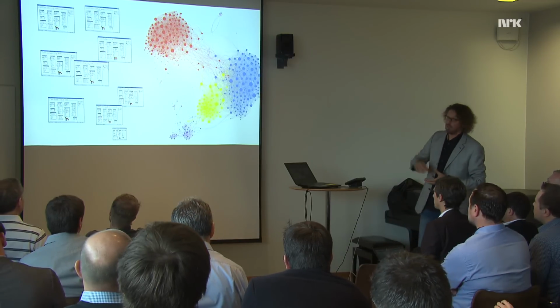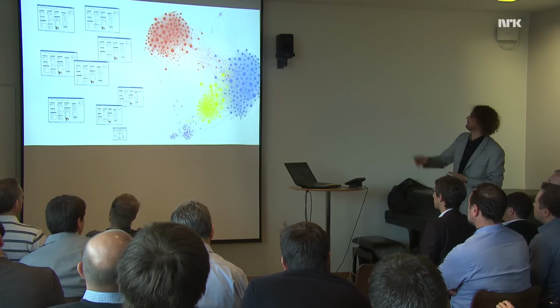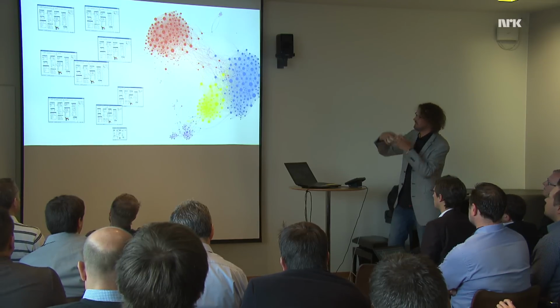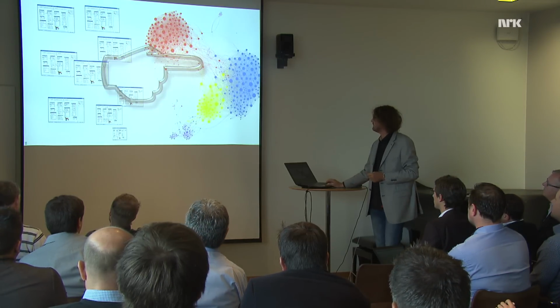So the yellow one can be your system, the blue one can be NRK here in Marienlyst for television, the red one can be something on the internet. That's what we want to do, so we can pick the stuff that we need for our applications.